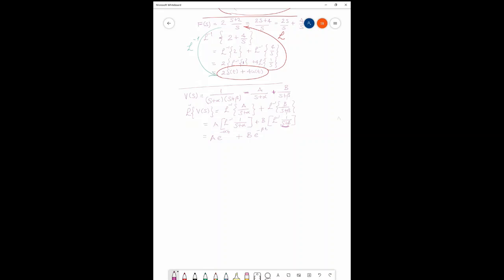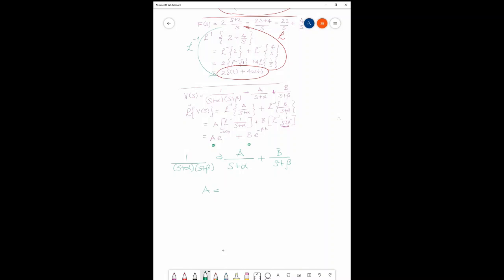Okay, now the question is, what is A and what is B? So we have to come up with a way to find, from 1 over (s plus alpha)(s plus beta), A and B such that the sum of these two is going to give us V(s). And A is found by just solving the whole thing here, which is V(s).